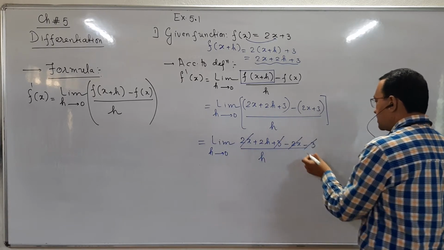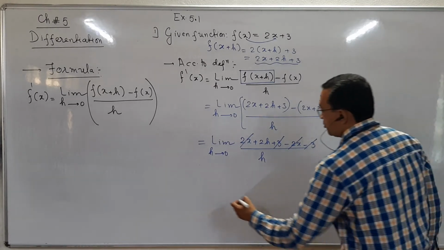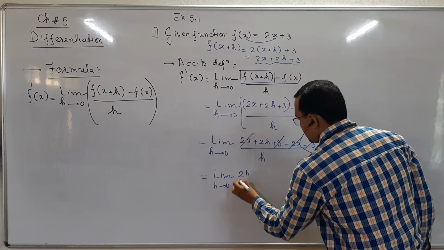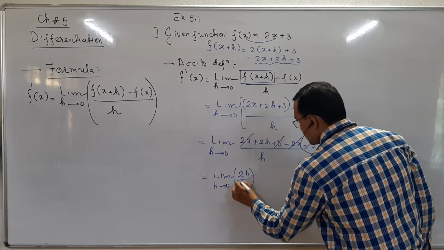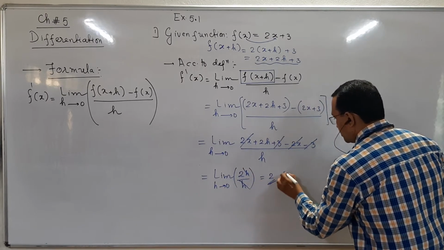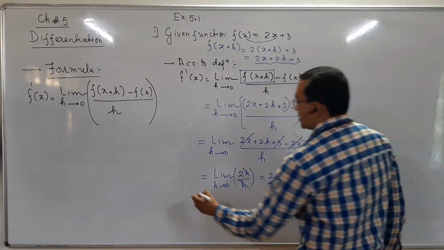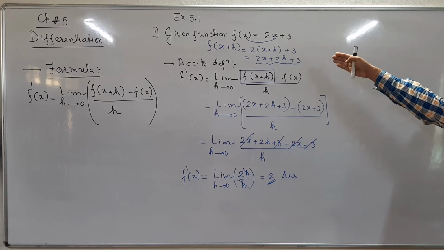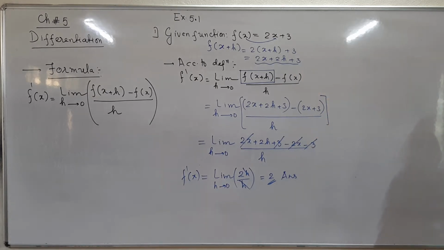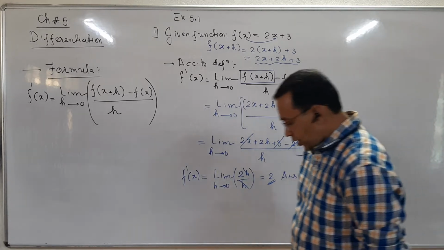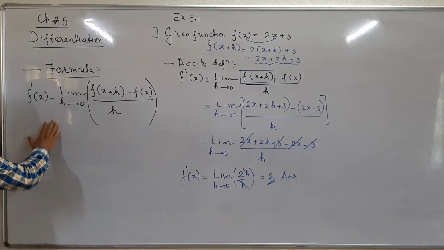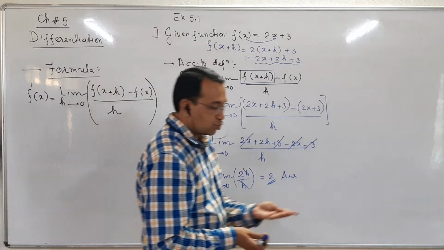2x cancel, 3 minus 3 cancel. What remains? 2h upon h. So, limit h tends to 0, 2h upon h. Again, this h and h also gets cancelled. Limit of 2 is 2. So, our answer of f dash x is 2. The derivative of this function 2x plus 3 is what? 2. So, students, in the initial approach of derivative, it is nothing but application of limit only.